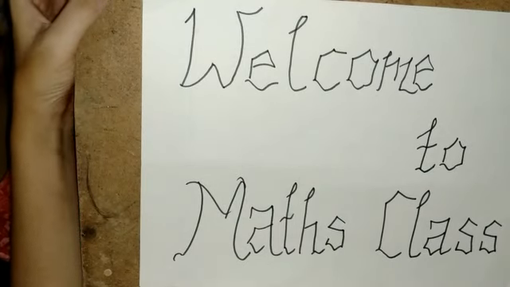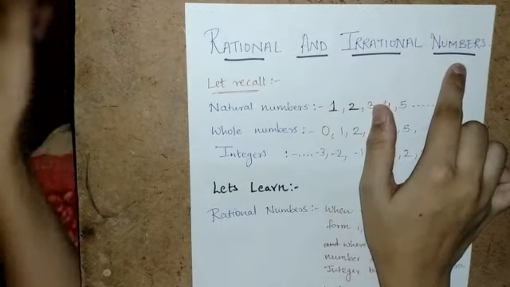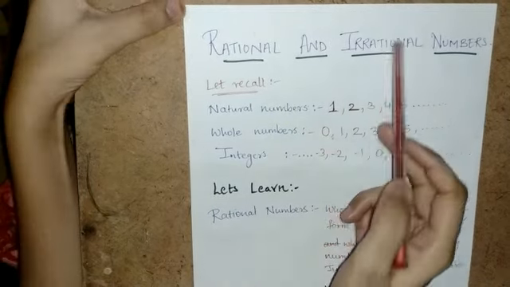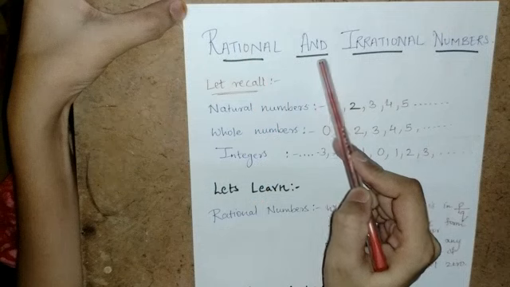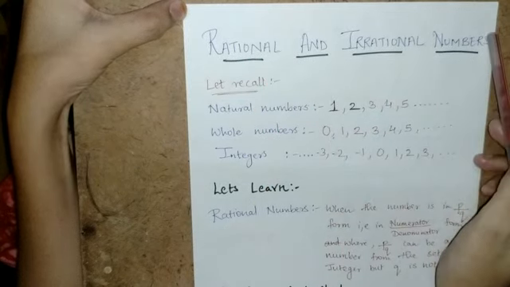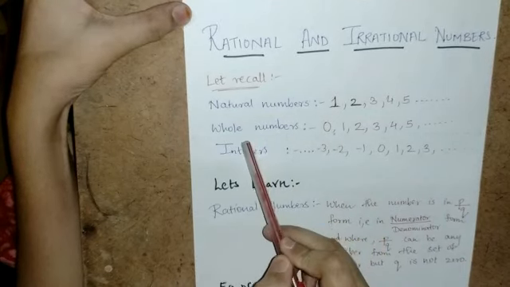So today we will learn the chapter rational and irrational numbers, the very first chapter of your class 8 maths. Before going into details about rational and irrational numbers, first let us know what numbers are and what the different categories of numbers are. So let's recall what we have learned in lower classes.